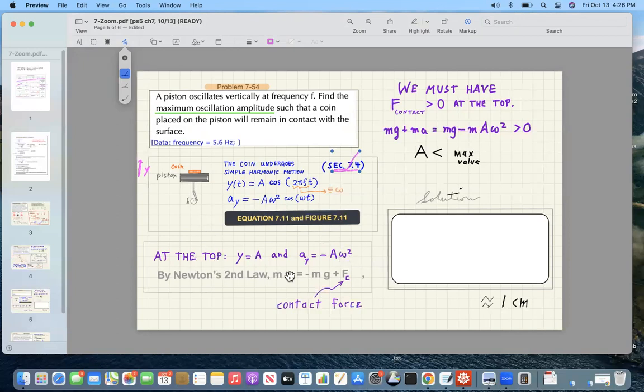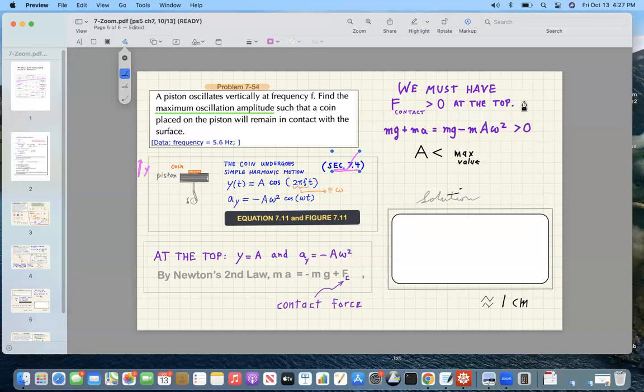Now, by Newton's second law, the mass times the acceleration will be the force. And there'll be two forces on the coin. The coin will experience the force of gravity, which is minus mg, negative because it's downward. And it'll also experience the contact force with the piston. We just call that F contact. Now, if the coin doesn't fly off the piston, then the contact force has to be a number greater than 0. So in order for the coin to remain in contact with the piston, we have to have F contact greater than 0 at the top.